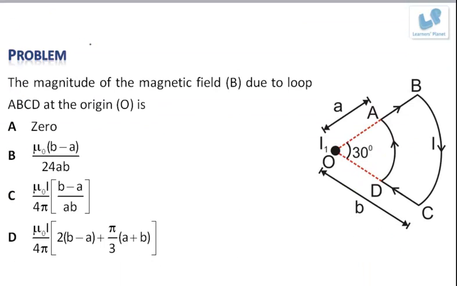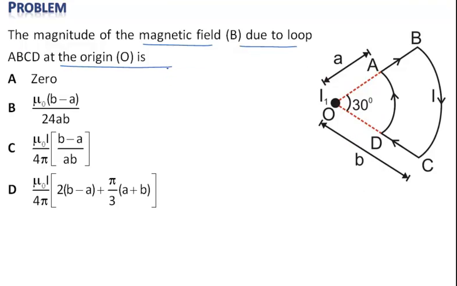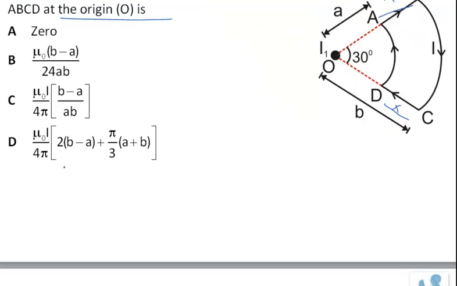Okay, now we have to find out the magnitude of the magnetic field due to the loop ABCD at the origin O. Now the current in AB and CD will have no magnetic effect at point O because the current elements CD and AB make zero angle with the radial vector which points at point O. So there is no contribution due to AB and CD. So whatever magnetic field is there is only because of the arcs AD and BC. So magnetic field at center O will be the resultant of the field due to AD and the field due to BC.